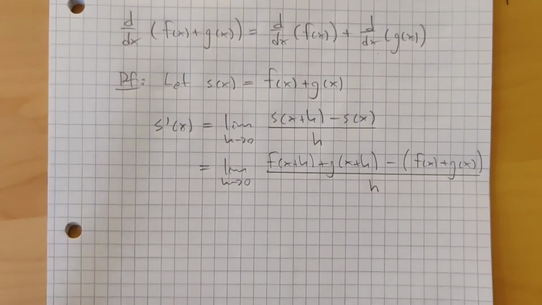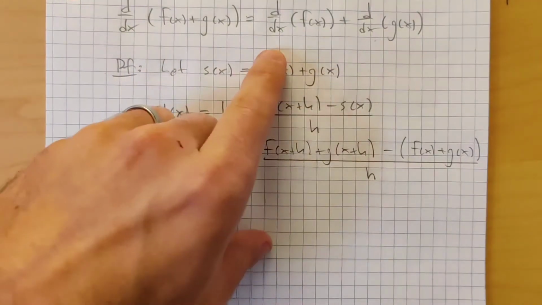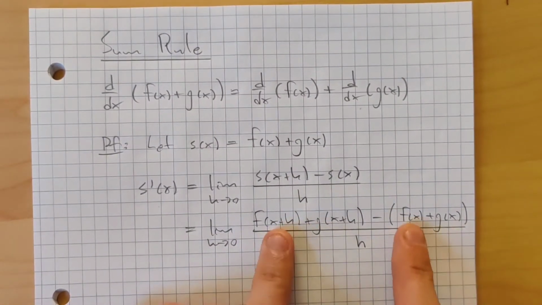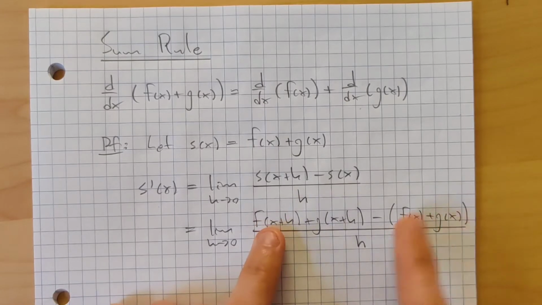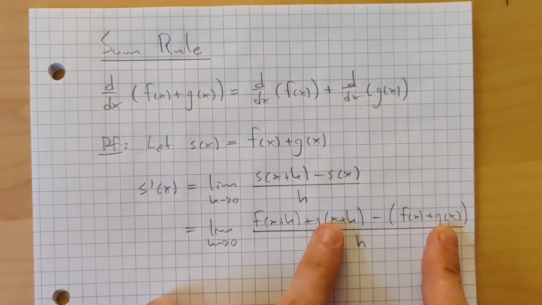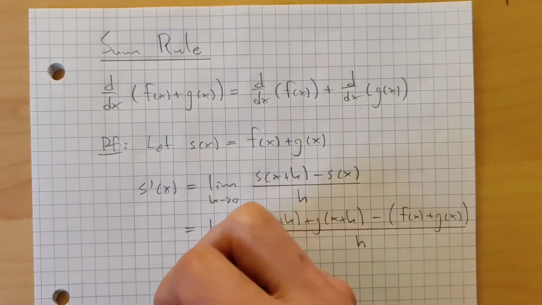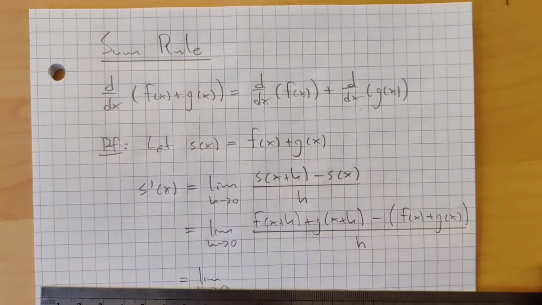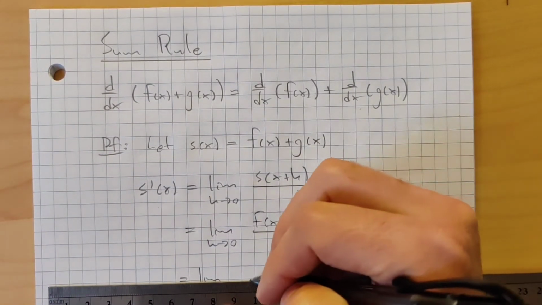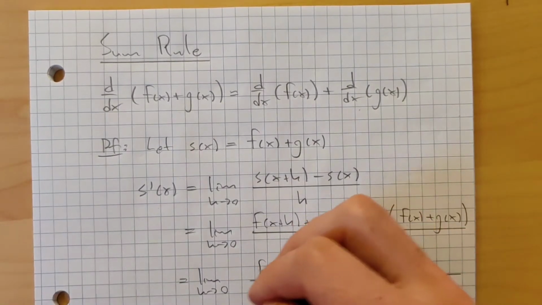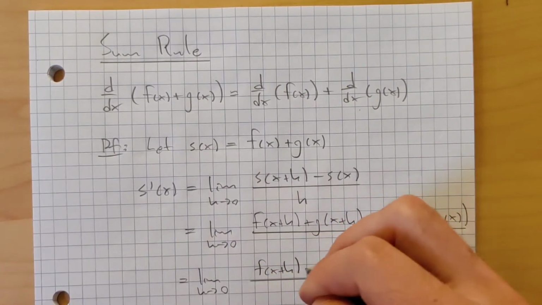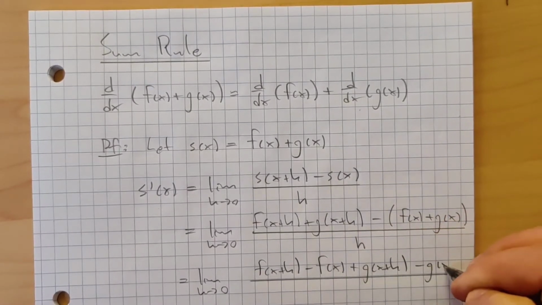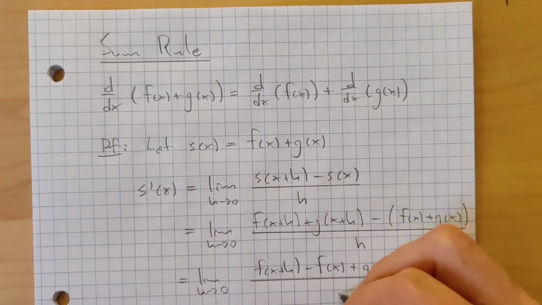So now you can see what I'm going to do. What I'm going to try and get on this side here is the derivative of f plus the derivative of g. So I'm going to put these two f's together, the f of x plus h and the minus f of x, and I'm going to put these two g's together, the g of x plus h and the minus g of x. So now I've got the limit as h approaches 0, and I'm just going to rearrange the terms so that the two f's are together and the two g's are together. So f of x plus h minus f of x plus g of x plus h minus g of x all over h.